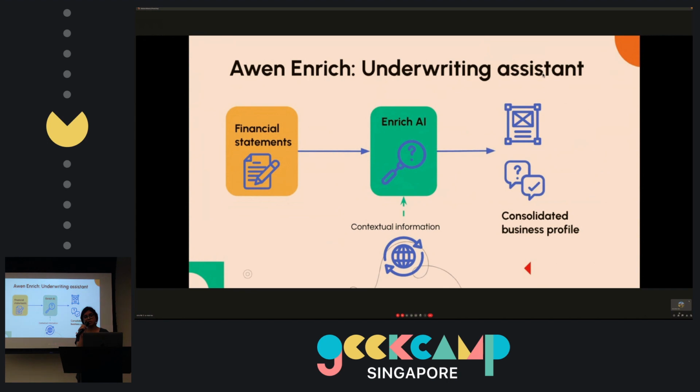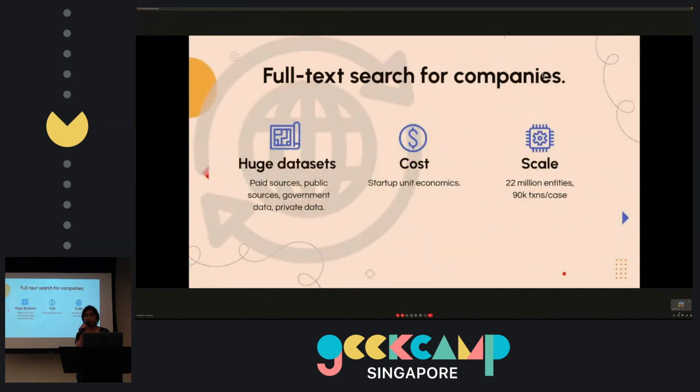And all of this requires contextual information being given to the AI for it to actually be able to come up with a very accurate statement. And this contextual information is what led us to consider a full text search for companies. Now we had all this data around companies, we got them from paid sources, public sources, government data, private data, but we needed it to be accessible, available in an API form for the AI model to consume.